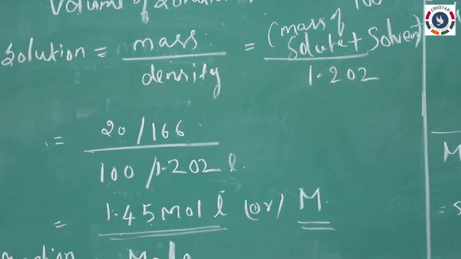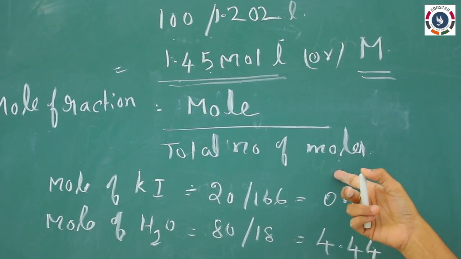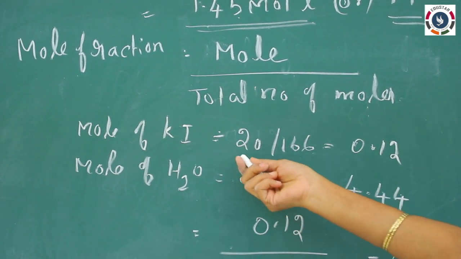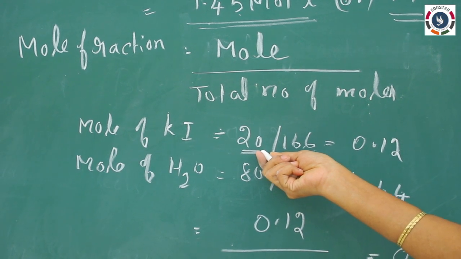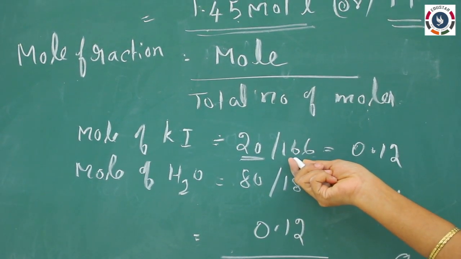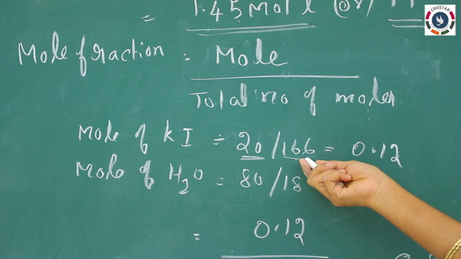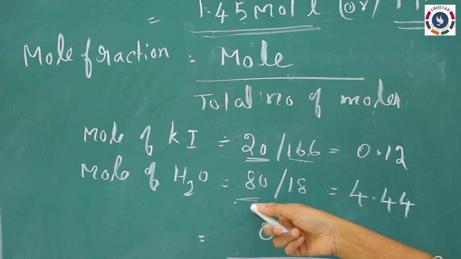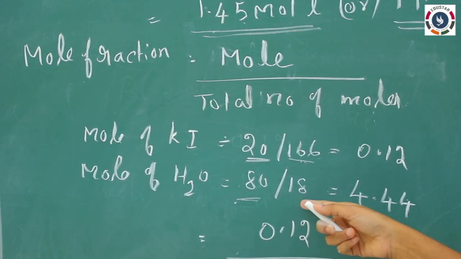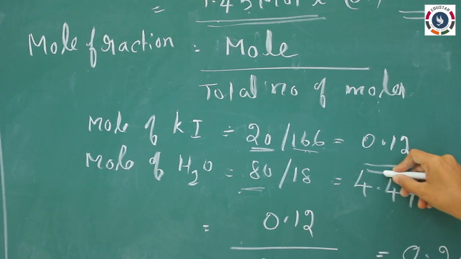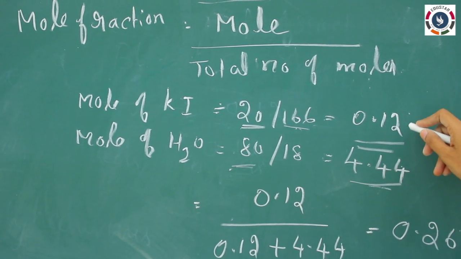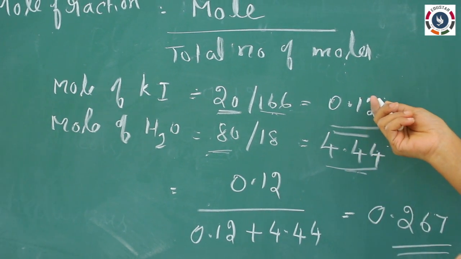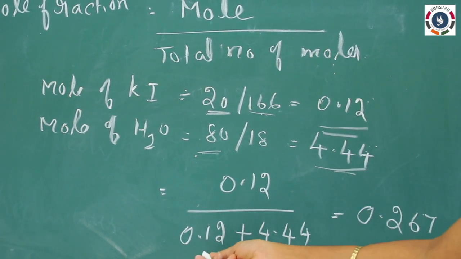Then comes the mole fraction: mole divided by total number of moles. Okay. Moles of potassium iodide. What is the moles of potassium iodide? Weight of potassium iodide divided by molecular mass of potassium iodide. Molecular mass of potassium iodide is 166. What is the mass of water? 80. Molecular mass of water 18. So we get the moles of both the potassium iodide and water, and I am adding the moles of both potassium iodide and water in the denominator.